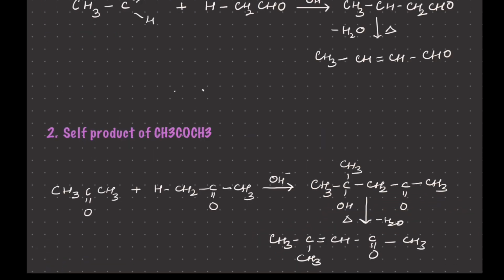Since the reaction is between aldehyde and ketone, we will get the self product of ketone also. We have already done this. So this is one ketone, this is the other ketone, and this is the alpha hydrogen.